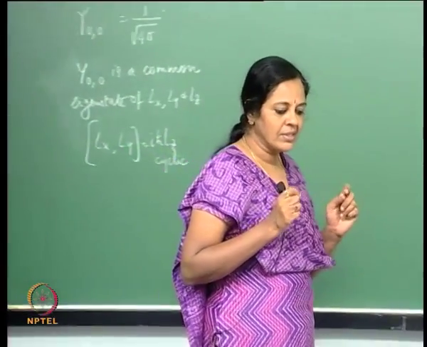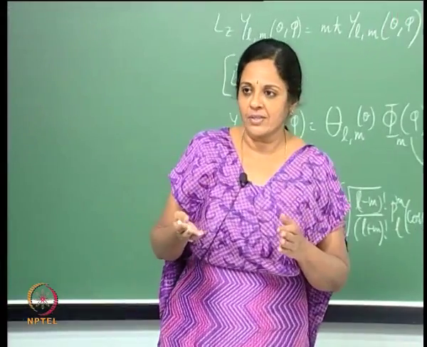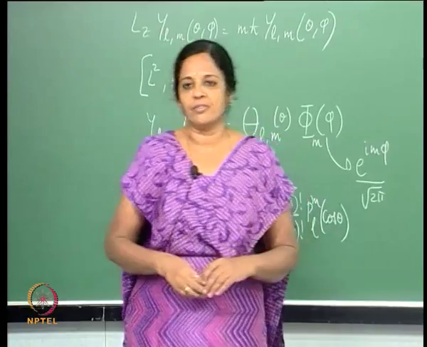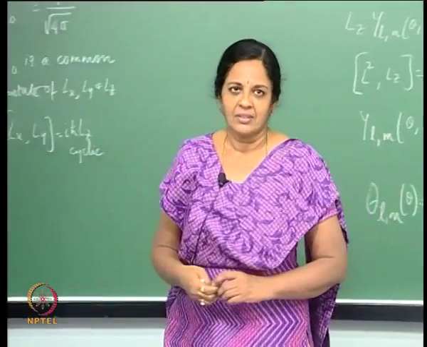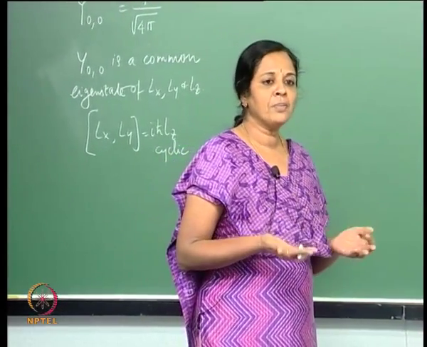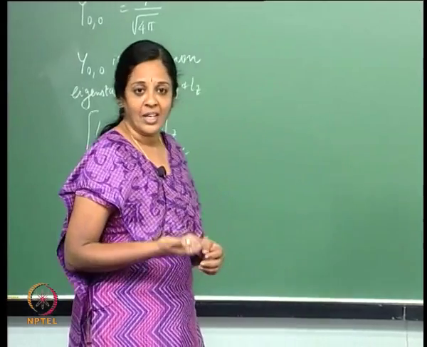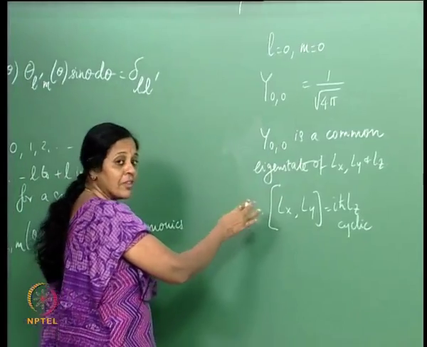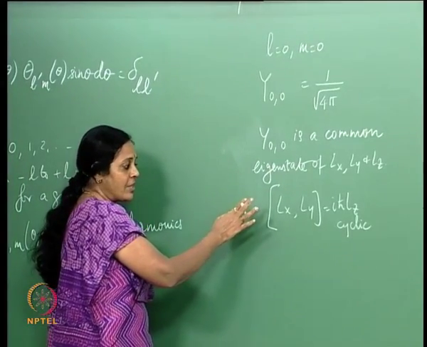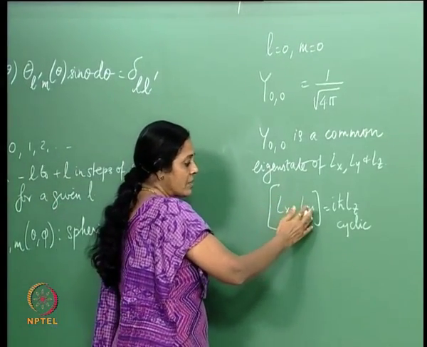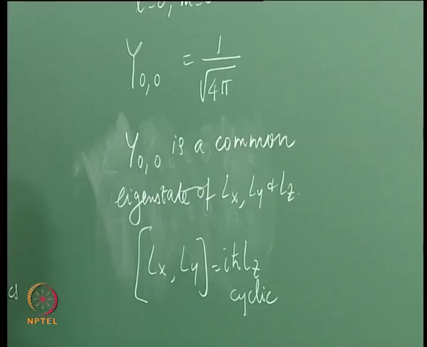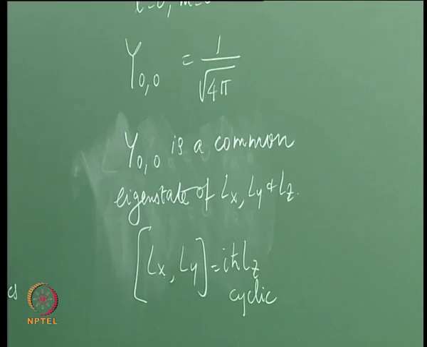So, the statement is really this: if two operators do not commute with each other, they cannot have a complete set of common eigenstates. On the other hand, nothing prevents them from having a common eigenstate, and Y00 is an example. You cannot find a complete set of common eigenstates of two operators which do not commute with each other. So, the word complete is to be emphasized.